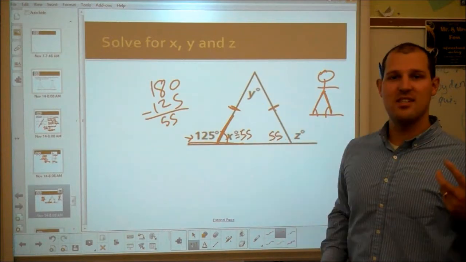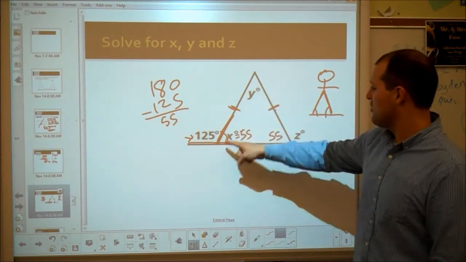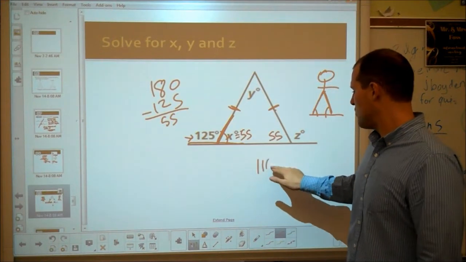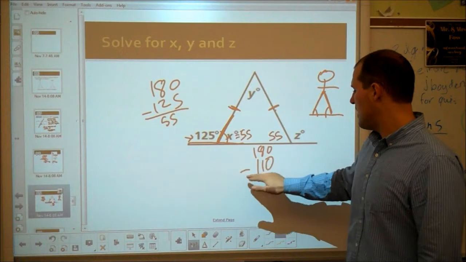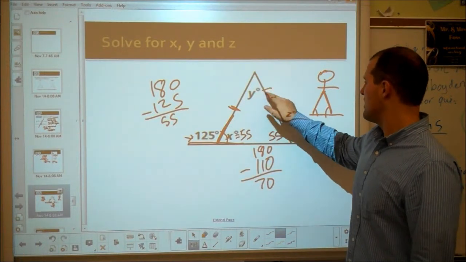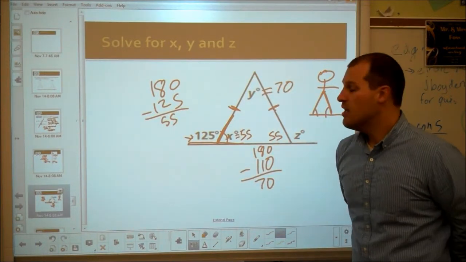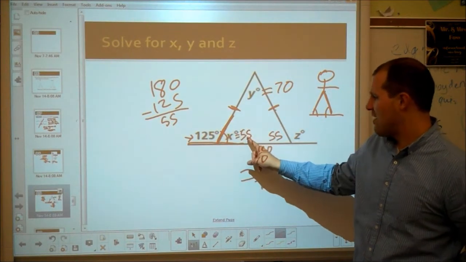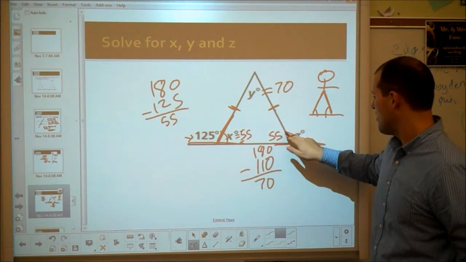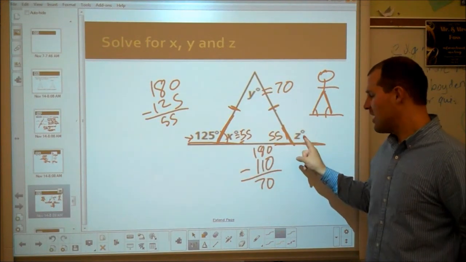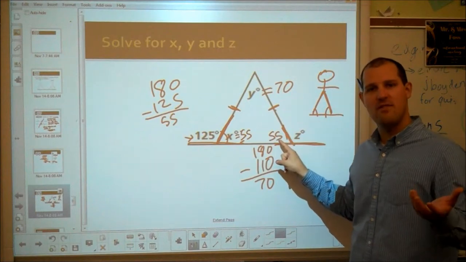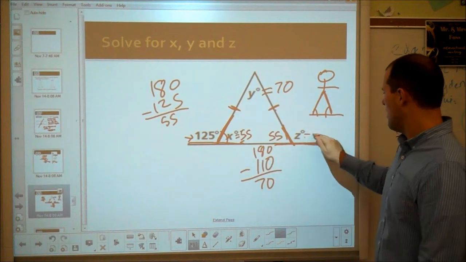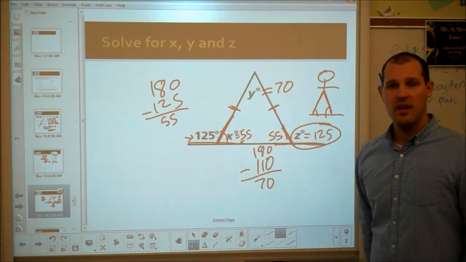And that allows us now to find y, because we know that every triangle has 180 degrees inside of it. So 55 plus 55, that's 110. 180 minus 110 is 70, and so that tells us that y is 70. Now we need to find z. Now over here we had a linear pair with 125 and 55. Over here we have a linear pair with 55, which means whatever z is, it would have to add with 55 and come out to be 180. And the only number that does that, we saw it right here, is 125. So we are done.